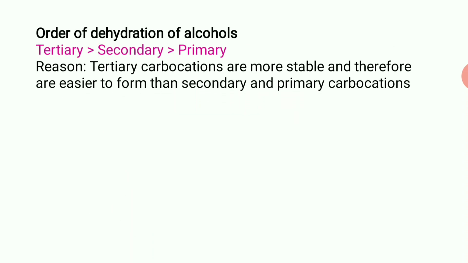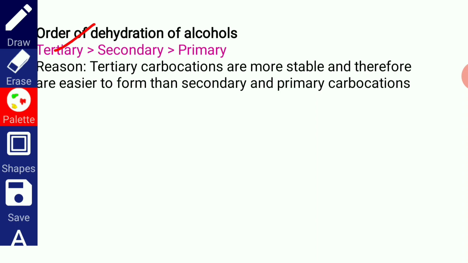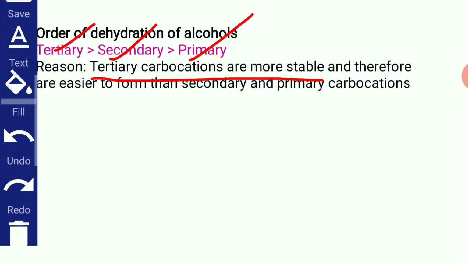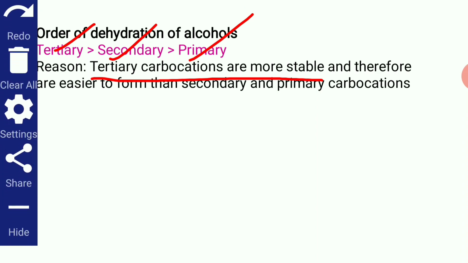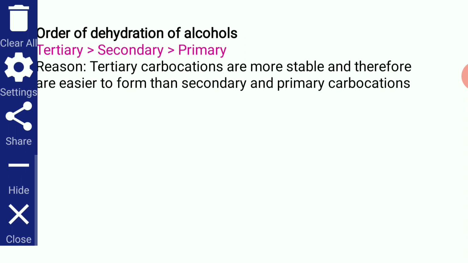Therefore, we can say that the tertiary alcohol is more reactive than secondary and then primary because tertiary carbocations are more stable. It means the dehydration of tertiary alcohols will take place very easily as compared to secondary and primary.